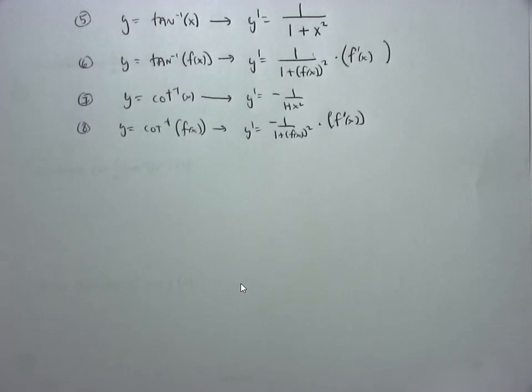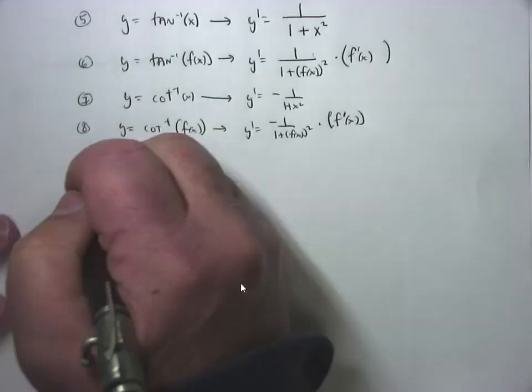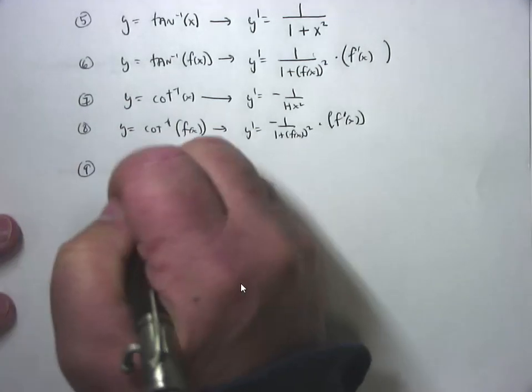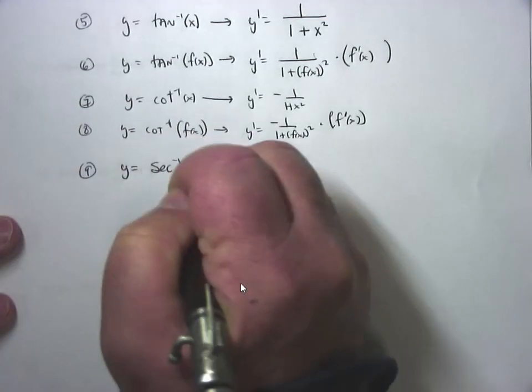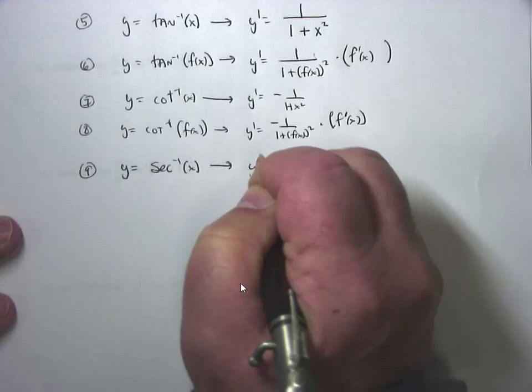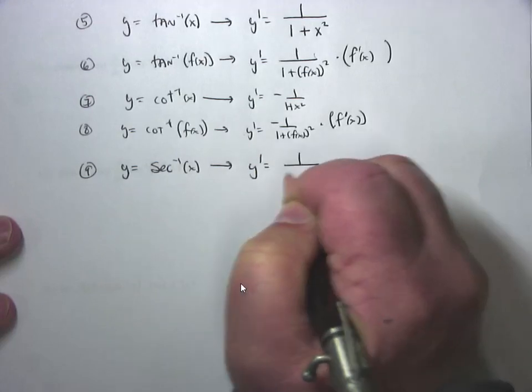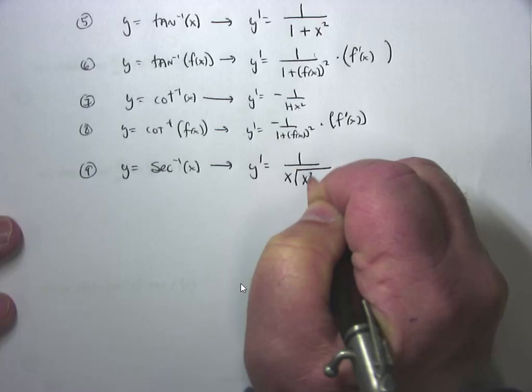And then there's just 2 more. Number 9, if y is equal to the secant inverse of x, then y prime equals 1 over x times the square root of x squared minus 1.